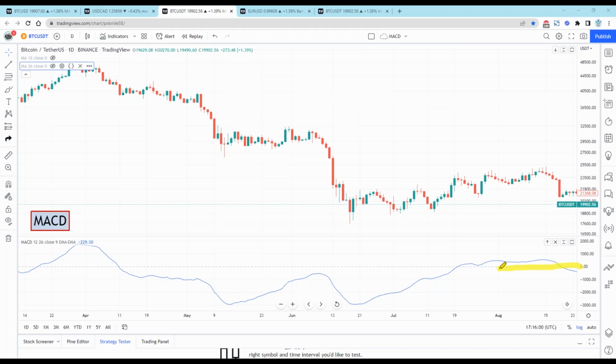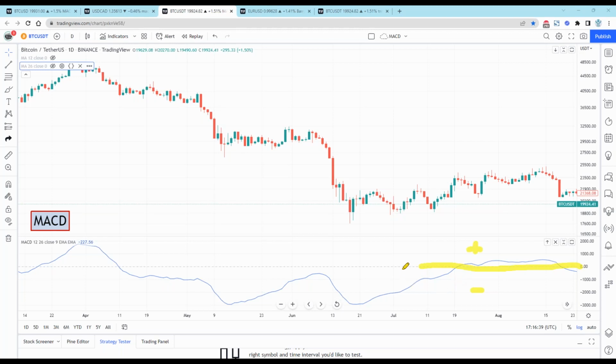Now, when the 12 is larger than the 26 and you subtract the 26 from the 12, you always get a positive number. When they cross over the moving averages and you subtract the 26, which is larger than the 12 at this point, you would get a negative. So when the blue line goes below the zero line, we know we have a negative number. Above, we have a positive number.